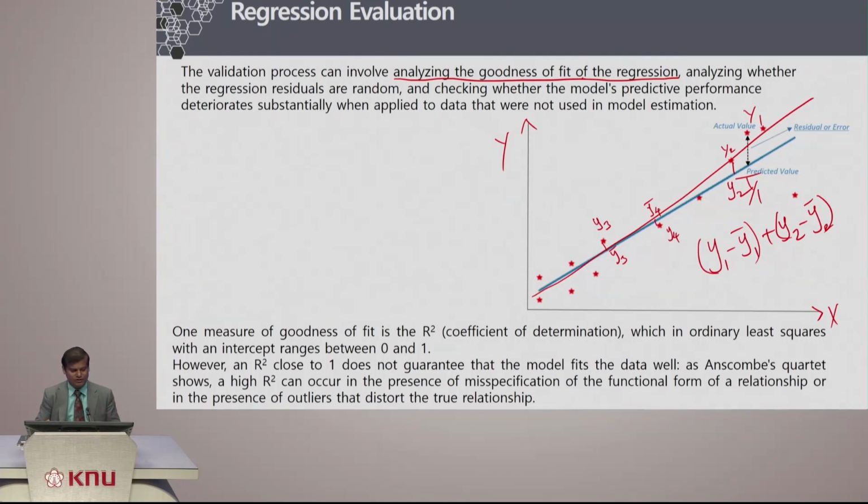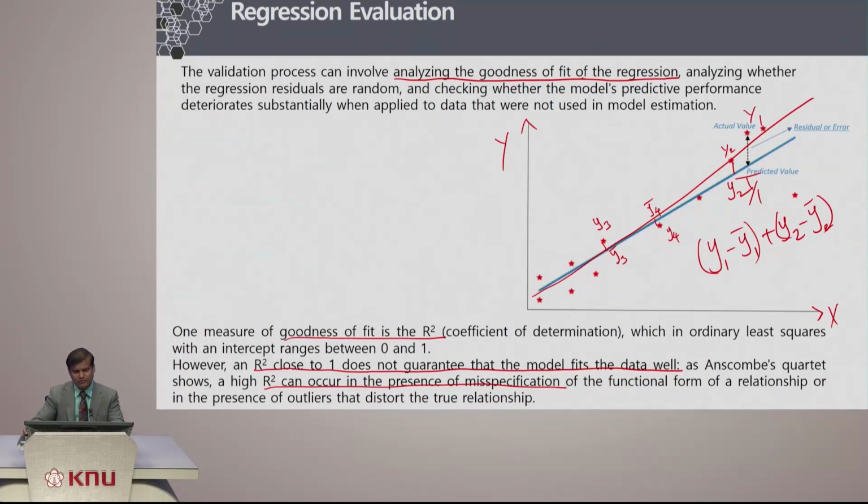Yes, here one measure of goodness of fit is what we call R square. R square is a kind of goodness of fit measure, which for an ordinary least squares with an intercept ranges between 0 and 1. That's what we have. As far as this R square is concerned, R square close to 1 does not guarantee that a model fits the data well, and a high R square can occur in the presence of misspecification of the functional form of the relationship, or the presence of outliers that distort the true relationship.